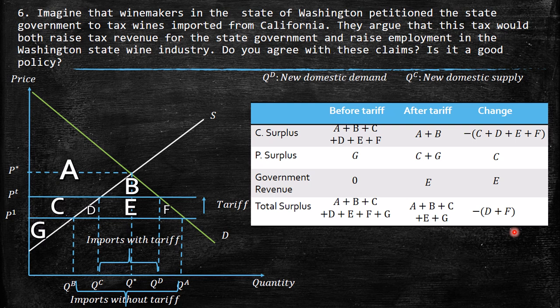It's kind of subtle, kind of subjective, this part. But I must say that it could be not a good policy, because as a total for the country, the winemakers are losing G and F. So as a total, this is not a good policy.